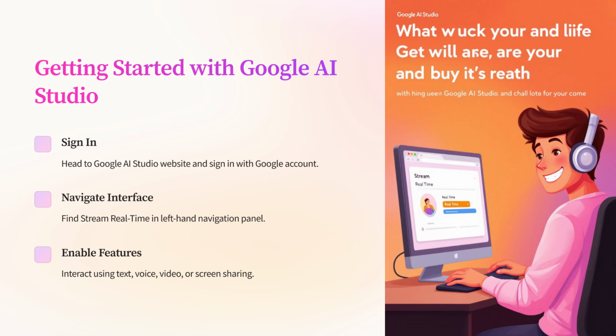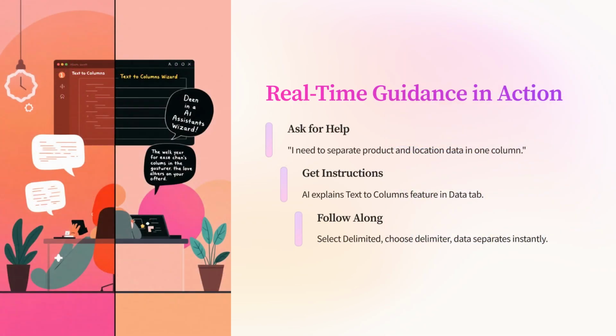Once logged in, you'll find yourself in the main interface. On the left-hand navigation panel, locate the Stream Real-Time option. This feature allows you to interact with AI in real time using text, voice, video, or even screen sharing. Think of it as having a virtual assistant that observes your work and offers actionable insights on the spot. To see how it works, enable the microphone and screen sharing.